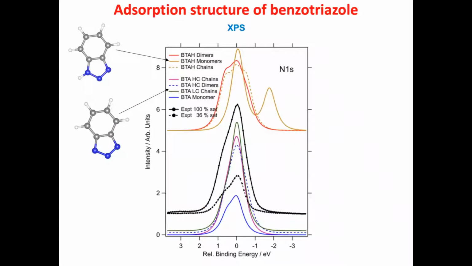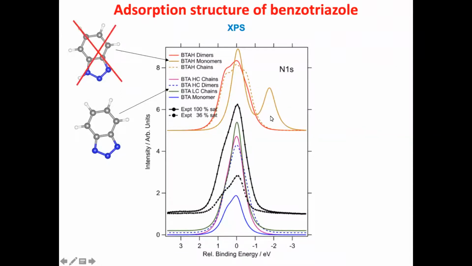So this is what we did. We started with the X-ray photoelectron spectroscopy. In black here are the experimental data for the low and high coverage. They look pretty similar. There is one main peak with a little shoulder about 1 electron volt apart. Up here are the data for the deprotonated molecule. And down here, the data for the protonated molecule.